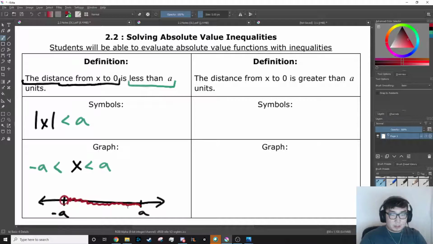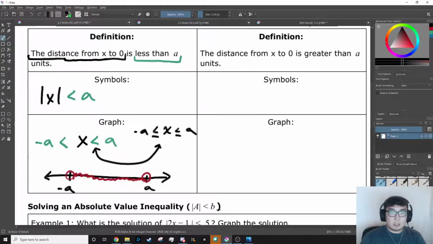And we're going to use open circles because we don't have an equal sign. This also applies for negative a is less than or equal to x is less than or equal to a. So both of these are pretty much the same thing. They're the same rules, but the only difference is that one has closed circles, and this one has open circles, like so.